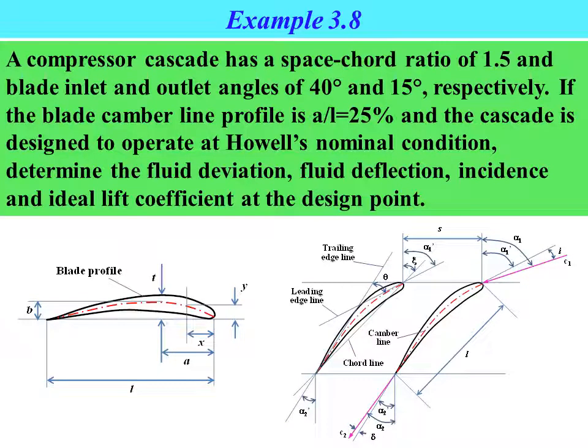Example 3.8. A compressor cascade has a pitch-chord ratio of 1.5, and blade inlet and outlet angles of 40 degrees and 15 degrees respectively. If the blade camber line profile is a over l equal to 25%, and the cascade is designed to operate at Howell's nominal condition, determine the fluid deviation, fluid deflection, incidence, and ideal lift coefficient at the design point. So you can use the figures as your reference to answer the question.